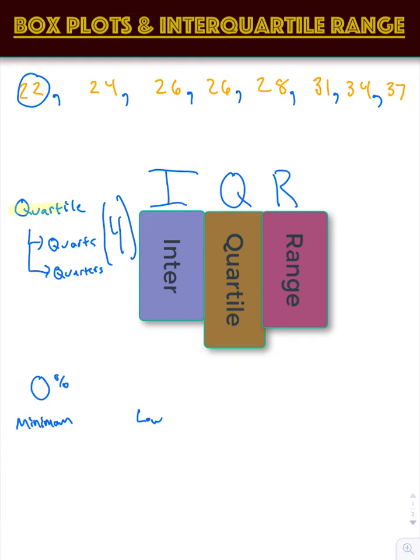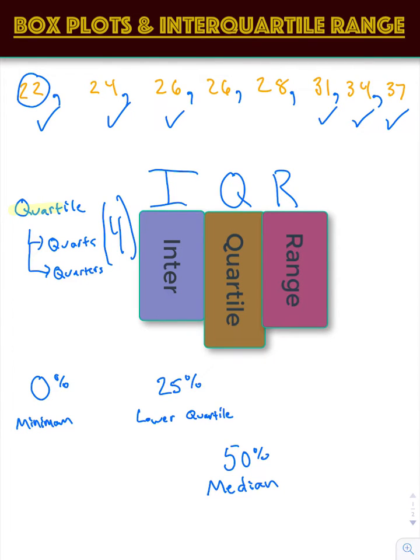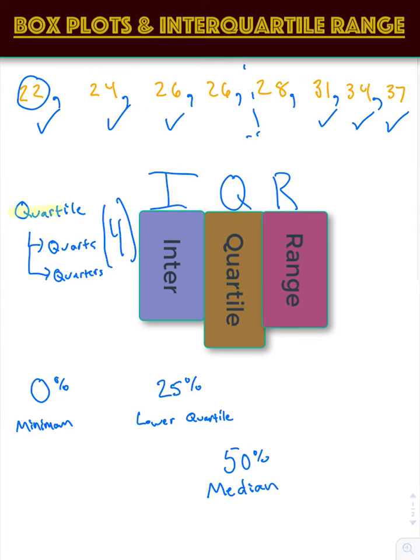We have our lower quartile, and our lower quartile represents the 25th percent of our data. We'll get into that in a little bit. We also have our median, which is our 50%. The median is halfway in between the data. So if we go to find the median of the set above, we see 22 and 37 would cancel, 24 and 34 cancel, 26 and 31 cancel, and we're left with in between 26 and 28. So our median in this case would be 27.